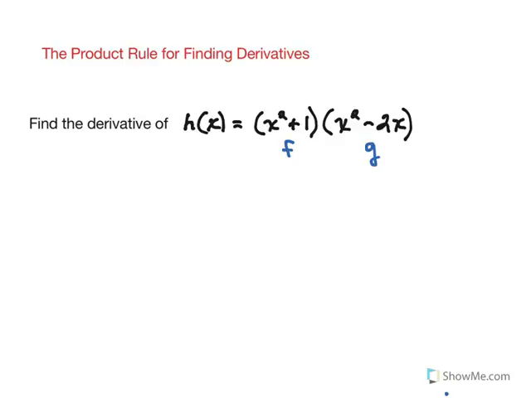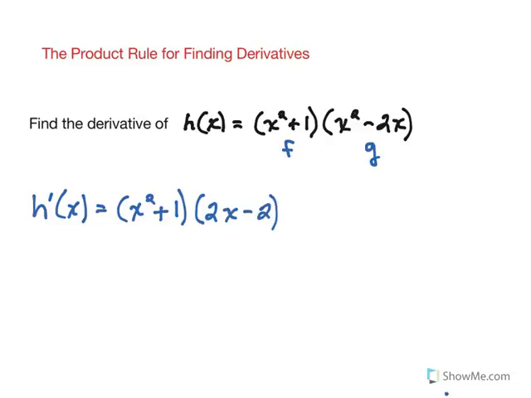our g function. So as we go to find the derivative, remember, you keep the first function, so we shall keep the x squared plus 1. And now we multiply by the derivative of the second function, the g expression. So that derivative would be 2x minus 2. You're simply using the power rule in order to get that derivative.